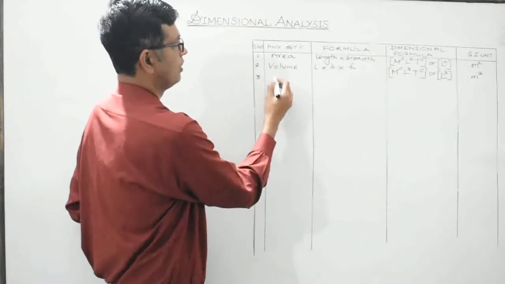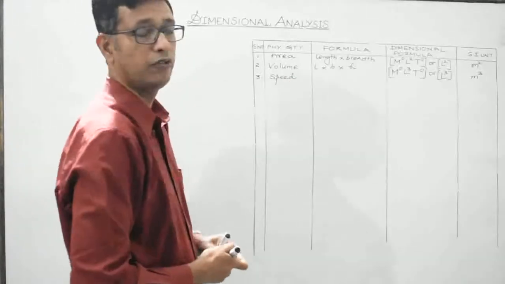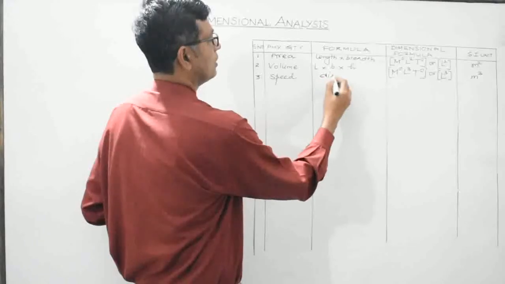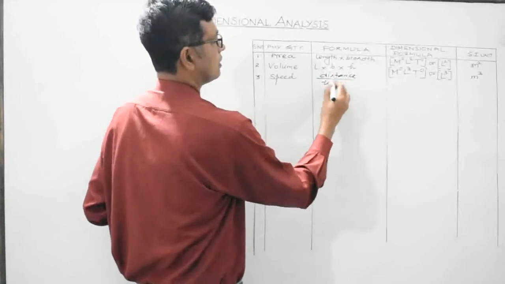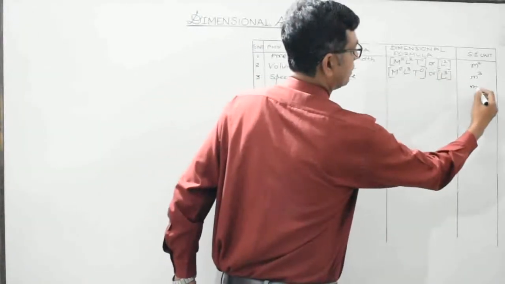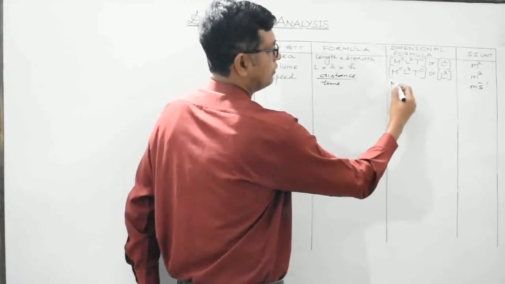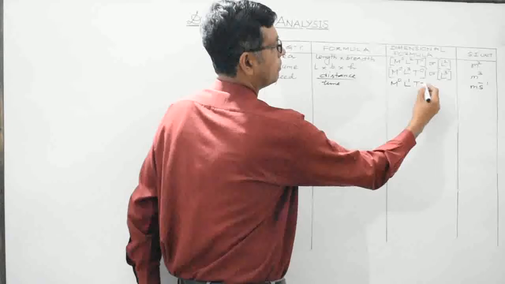Third, speed. Just now we have discussed. The formula for speed is path length divided by time. That is, it is distance divided by time. So what do you get? Meter per second. So the dimensional formula would be M^0 L^1 T^-1, it is independent of mass.